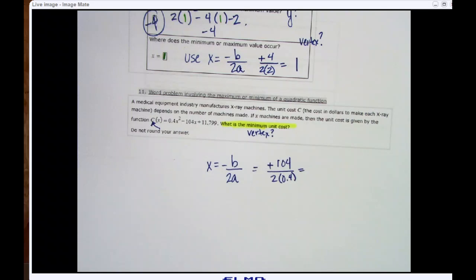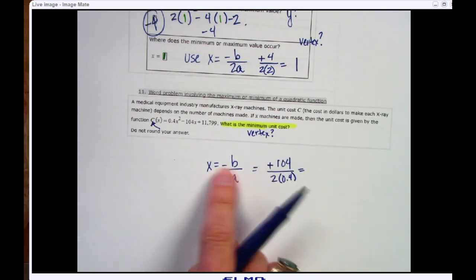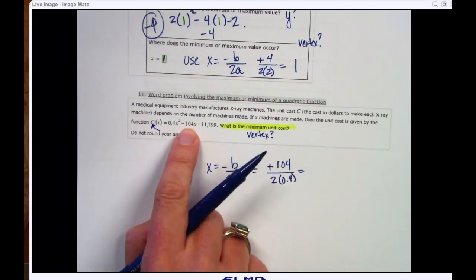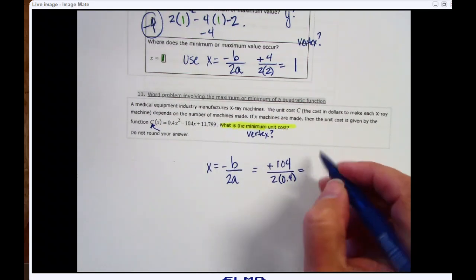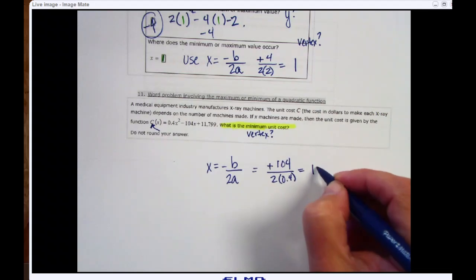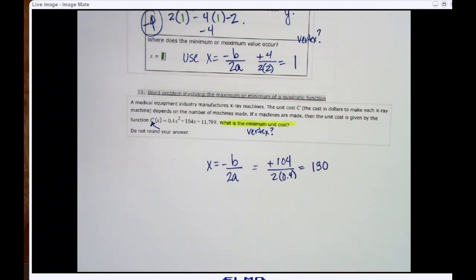Did I lose something? Should there be a negative on 0.4? I did my negative b, and I changed the sign on that one. Okay, yeah. I see some of you with your calculators out. If you'll tell me what you get, I would love that. Just 130? All right, so there's my x value.